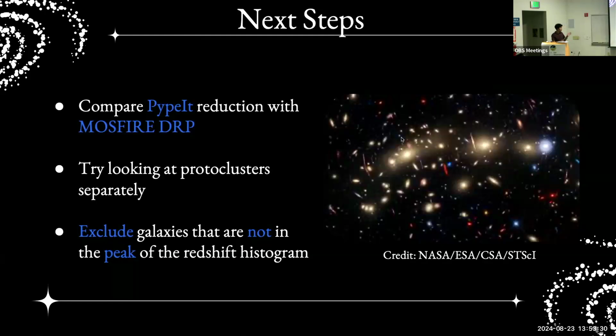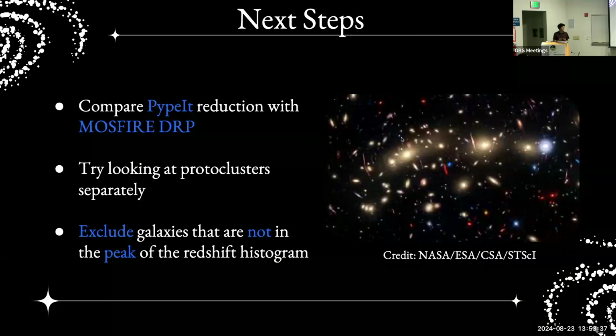And we're going to try to look at these protoclusters separately now that we know that there are two. For this, decreasing the sample size will make the N2 harder to detect. And given all the issues I've had trying to get the N2 peak to be detected, I don't really think this will work out, but we're going to at least try. And then we're also going to exclude any galaxies that are not in the peak of the redshift histogram, meaning that the galaxies that are at the edge of the protocluster or not in the protocluster at all are going to be excluded from the study.